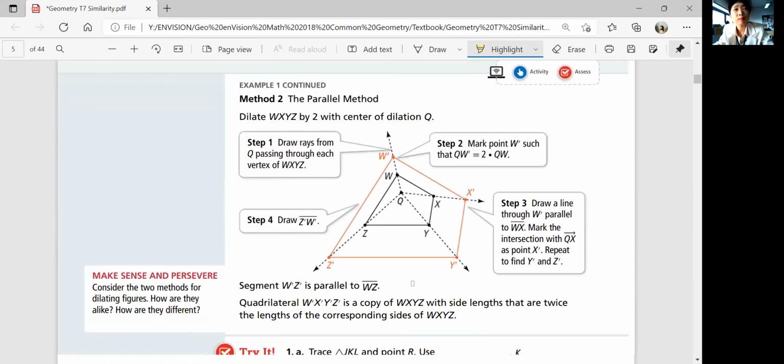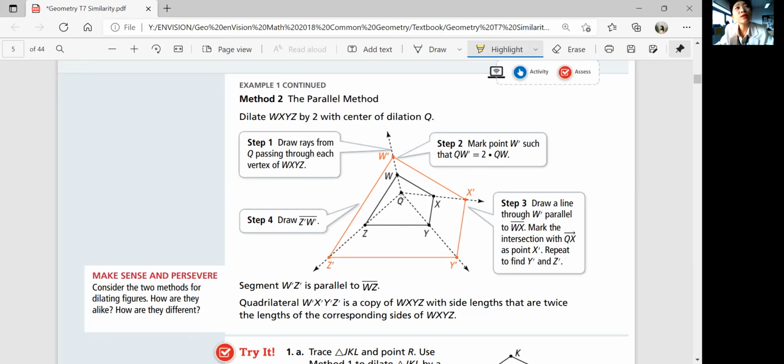All right, this is another method, the parallel method. For this one, we're going to dilate the figure by multiplying by 2. So we want to dilate WXYZ by 2. That means it's getting bigger, with center of dilation Q. So you want to draw a bigger shape. It also works for smaller shapes too. The parallel method is not only for dilation to get bigger. It works both ways. It's just a different method, okay?